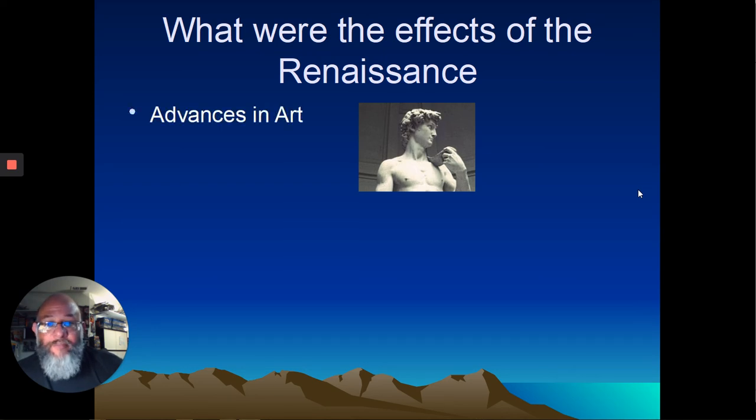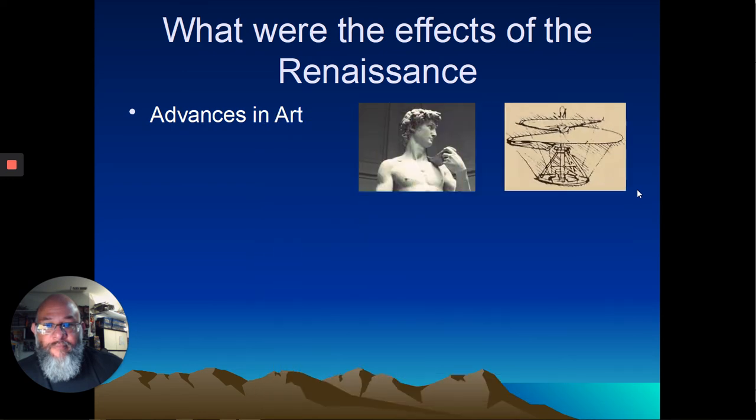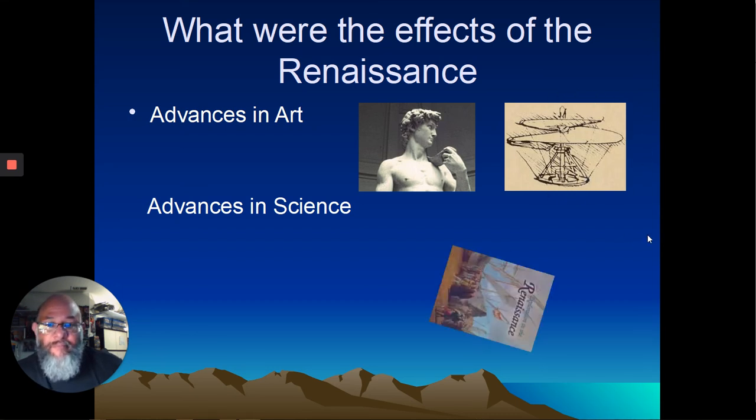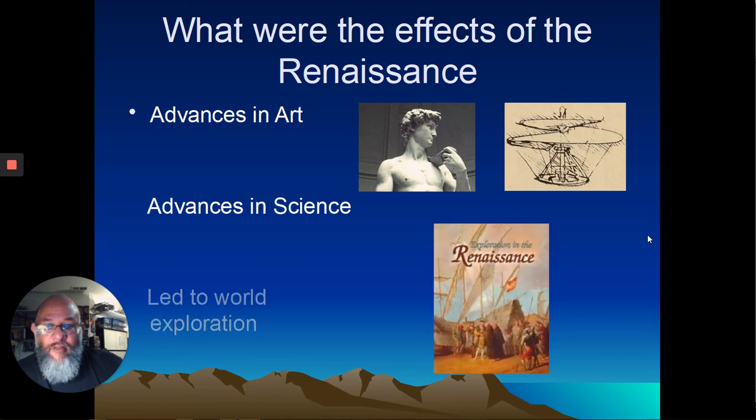Advances in art. Advances in science. Leonardo da Vinci's design for the helicopter, pretty amazing. And it led to world exploration, which we're going to be tackling later on. This all happened during the Renaissance, so you can see things are starting to change. Things are starting to get back to Roman times, and if not even Roman times, become even greater. Okay, when we get to the Age of Enlightenment, it's just amazing what happens. Okay, we're going to get there at some point.